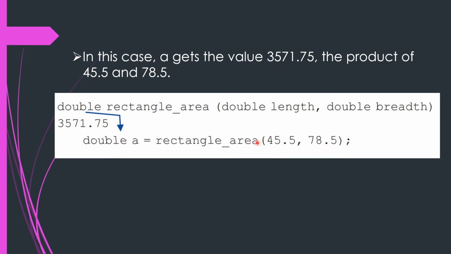Why these two values? Because these two values are the arguments, and these arguments are used to calculate the required result. And what was the result? Basically, we had to calculate the rectangle area. And what is rectangle area? It is the product of length and breadth. So the product of 45.5 and 78.5 is stored in A. So A will get the value 3571.75. This is the value that will be copied to A.